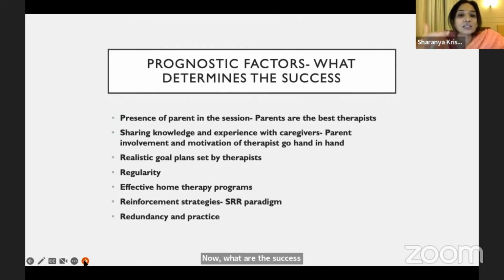Now, what are the success factors? Presence of parent in the session. Therapists in this group, this is a humble request, to keep the parent inside your session. You don't lose anything. You share knowledge and experience with the caregivers, and parent involvement and motivation of the therapist go hand in hand. And there are no better therapists than parents.